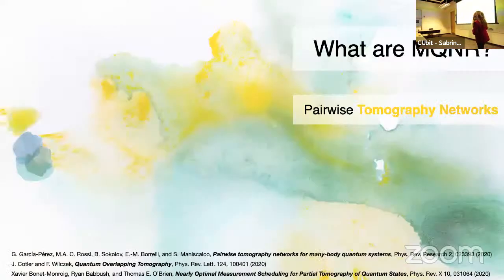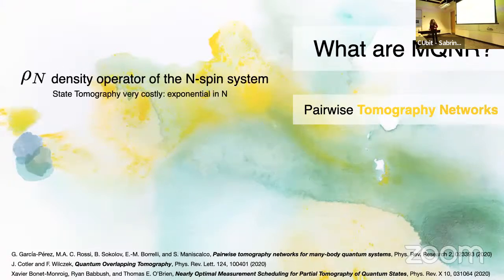So what is MQNR, measurable quantum network representation? It is based on something that we have developed called pairwise tomography networks. In practice, here are the references, and I will tell you soon the history of these references. But in practice, the idea is the following.